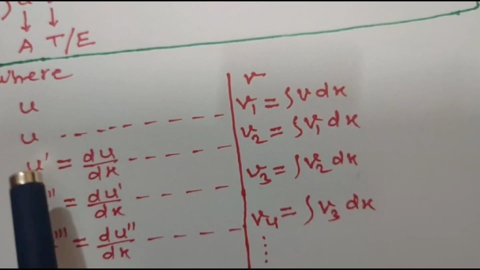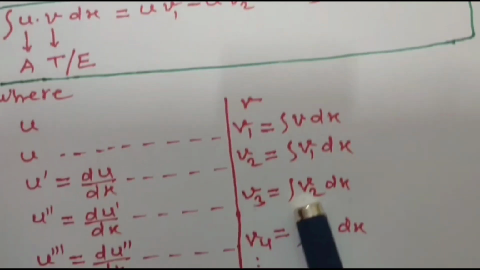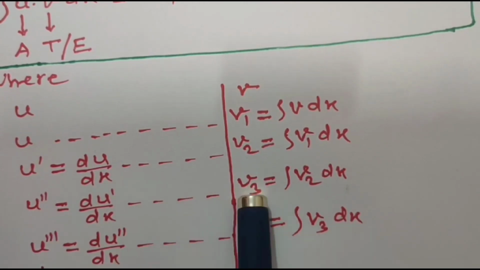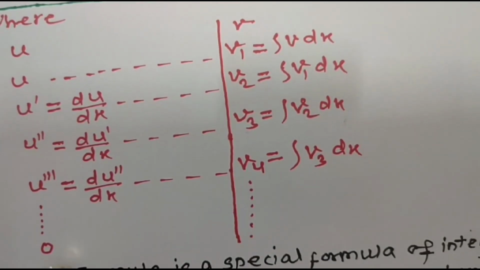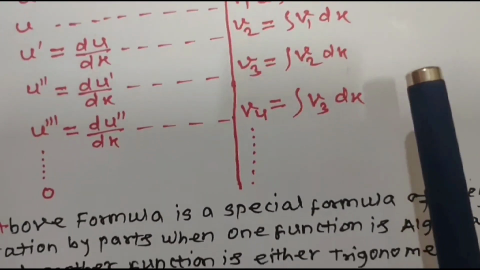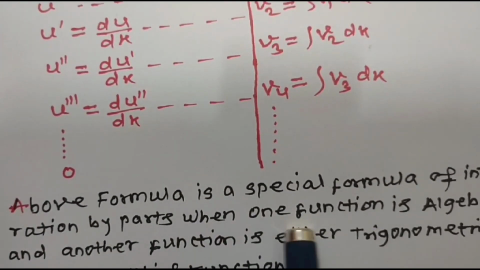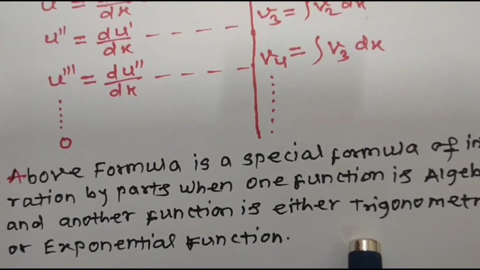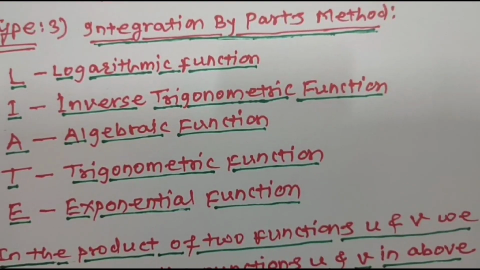And you can put the products of these functions in the formula on the right hand side. It means we keep u into v1 minus u dash into v2 plus u double dash into v3 minus u triple dash into v4, and we continue this till we get the derivative of u equal to 0. So in this way, the above formula is a special formula of integration by parts when one function is algebraic and the other function is either trigonometric or exponential. Remember this point. So this is about the integration by parts method.